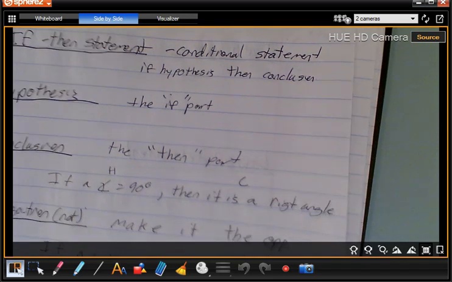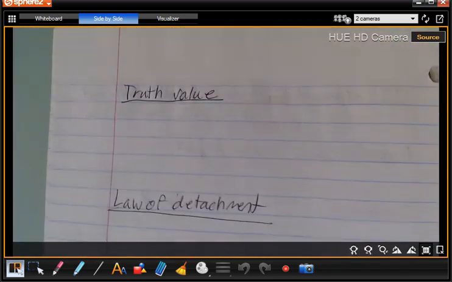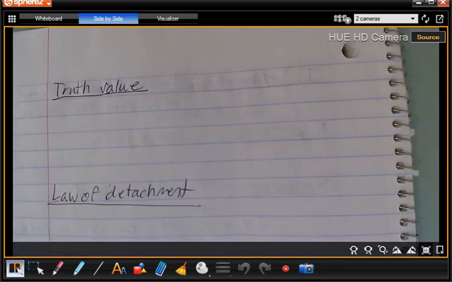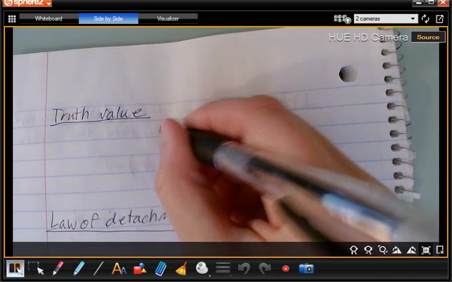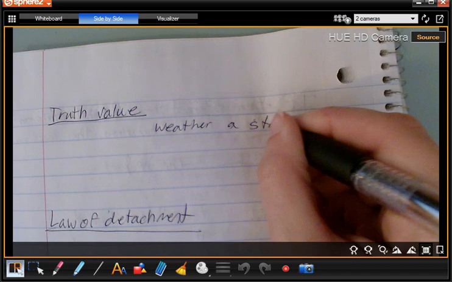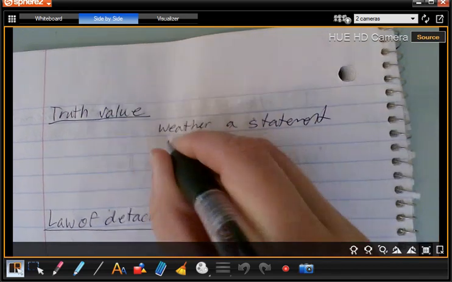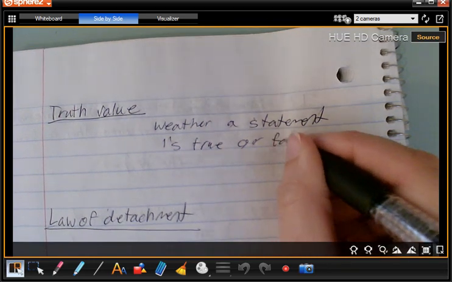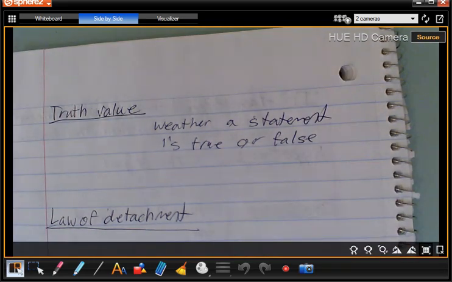Okay, let's move on to truth values. So it's just stating whether your statement is true or false. Okay, and it's just like the whole statement saying it's true or false. And in a lot of cases, it doesn't matter.